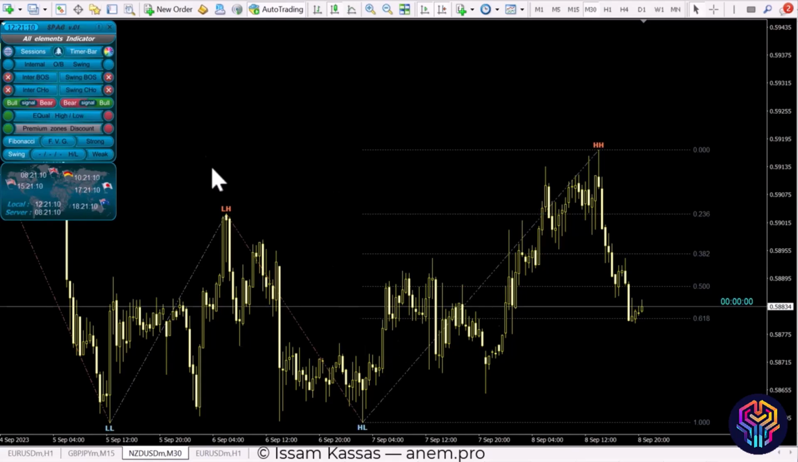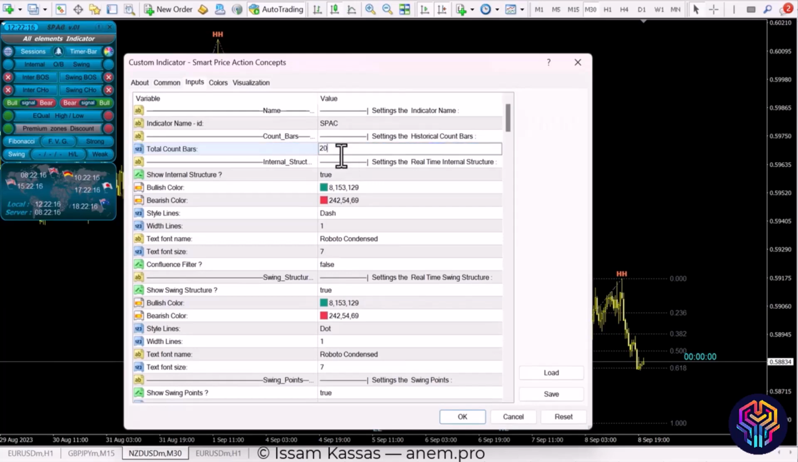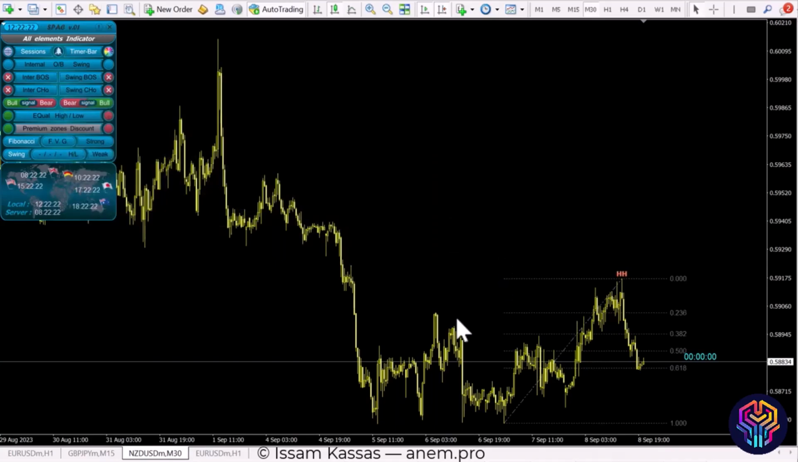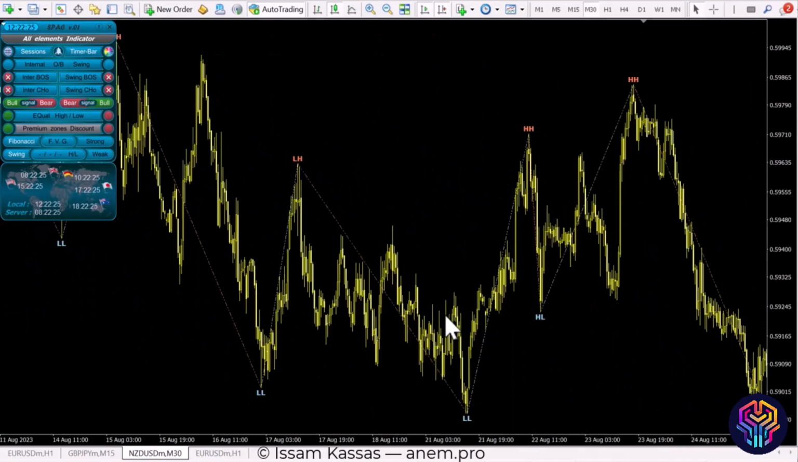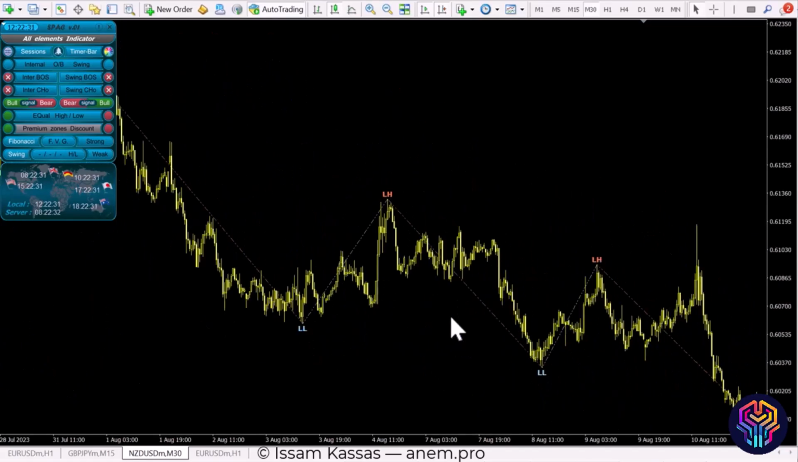So what I have here, I have the market structure, and so what I'm going to do is I'm going to increase these to 2000, and I'm going to try and show as much as possible of the smart price action here. And there you go. Now I have enough bars to read what's going on in the chart in terms of the structure.